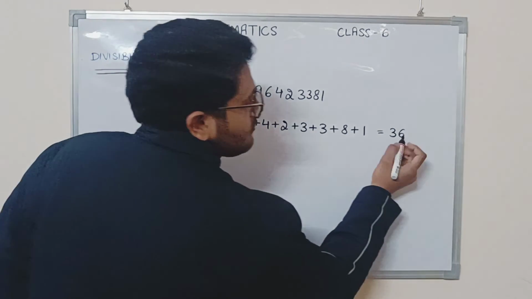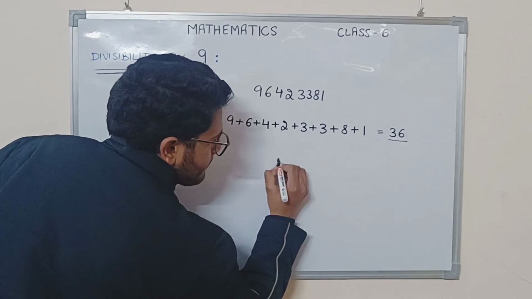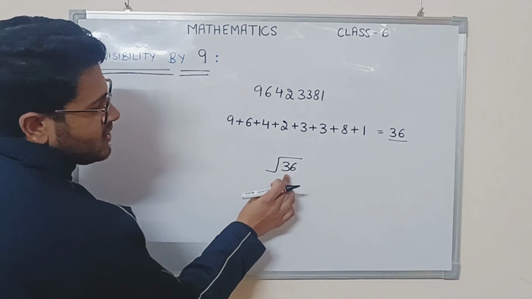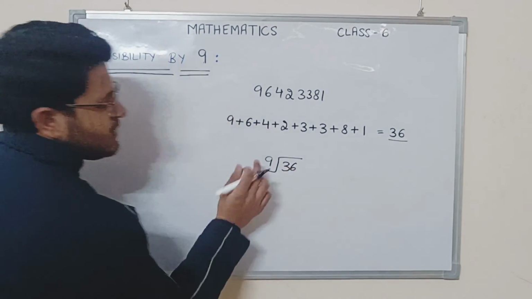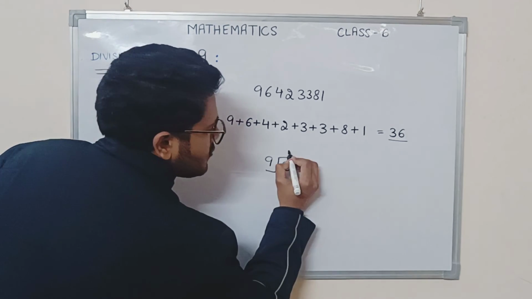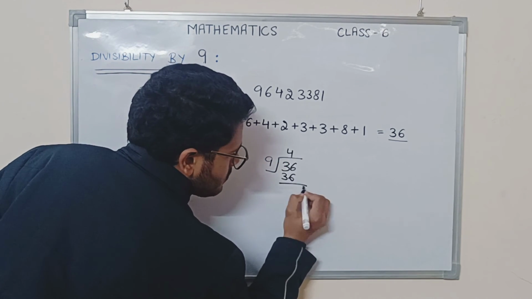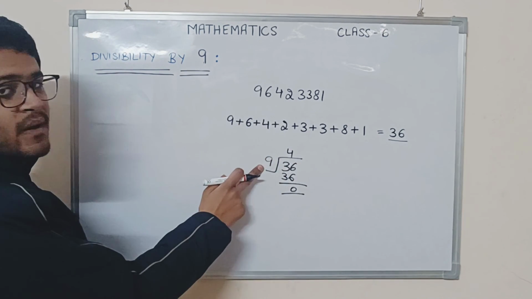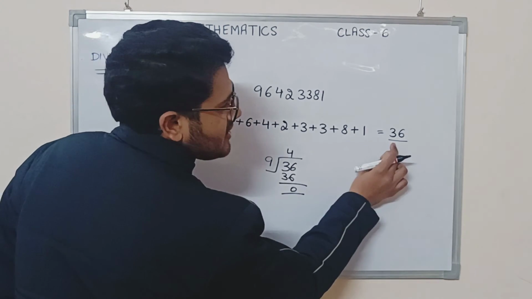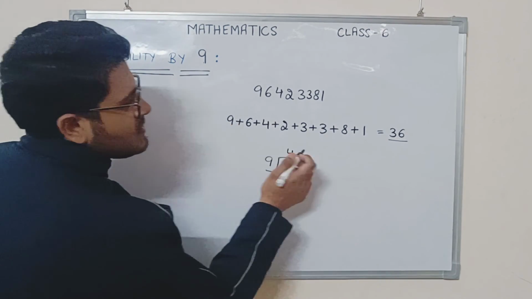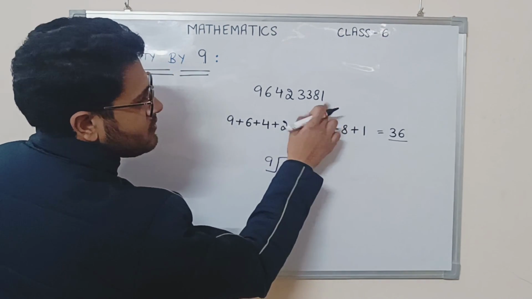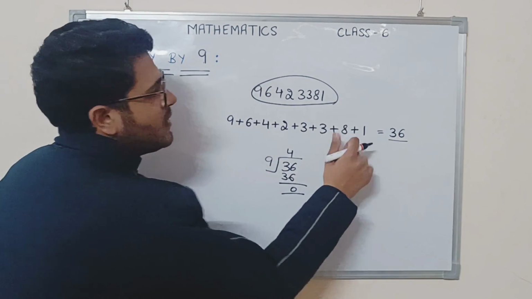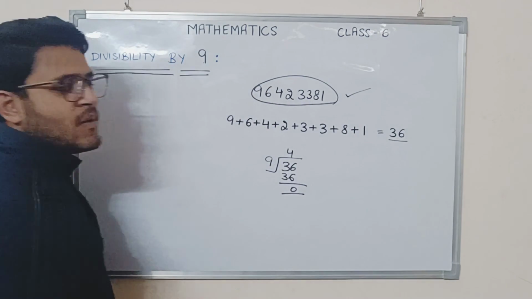So step 1 is we are adding all these digits. After that, whatever sum we got, what we got here is 36, right? So divide this number by 9. 9 fours are 36. We all know. Remainder is 0. So which means 36 is divisible by 9. If this 36 is divisible by 9, then this whole number from which we have got this sum is also divisible by 9.